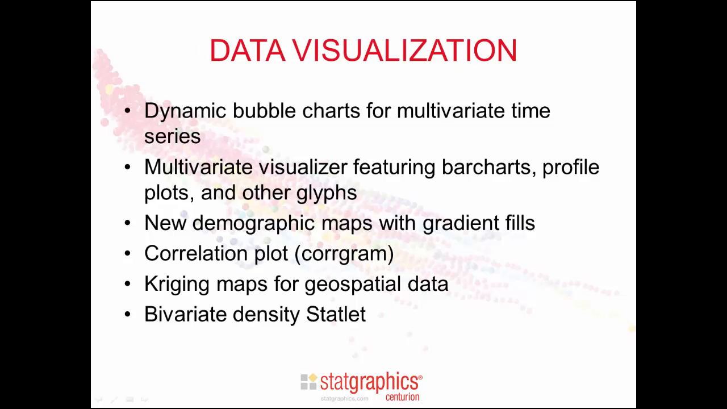New demographic maps, which use gradient fills to display the value of a selected variable. A correlation plot, also called a Corrgram, which uses colors to display the values of a correlation matrix. Geospatial data maps based on Kriging, and a bivariate density statlet that displays the joint density of two variables.